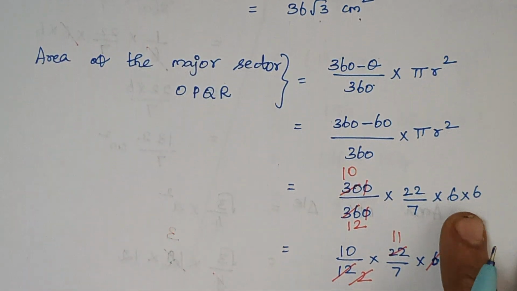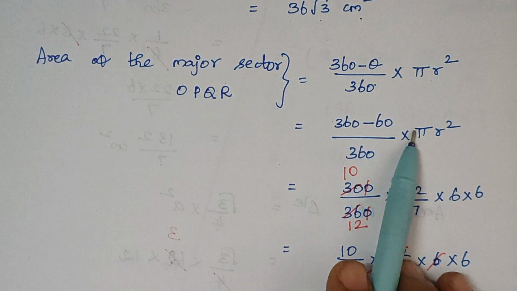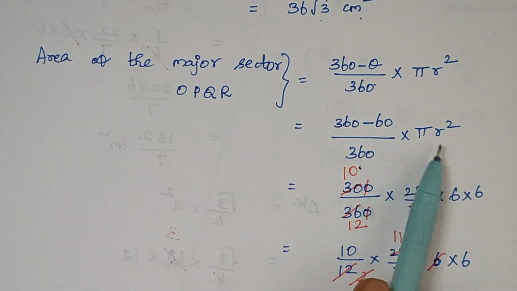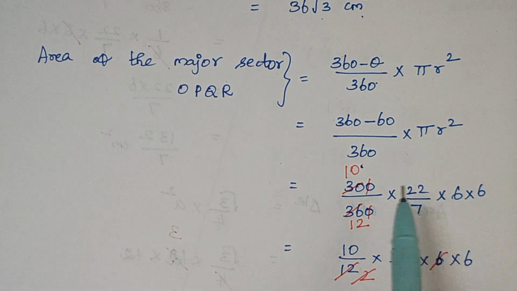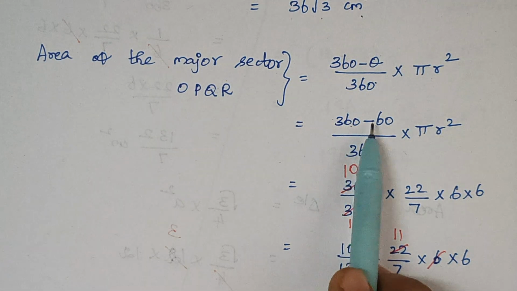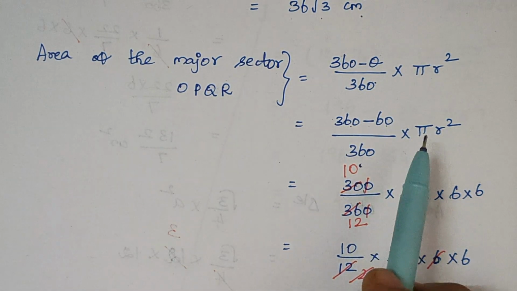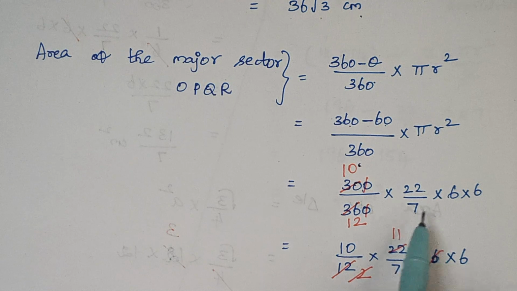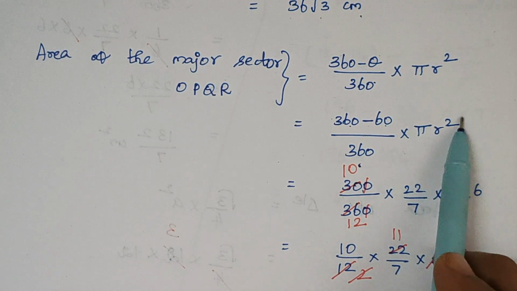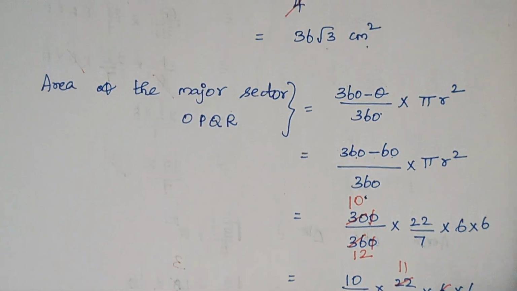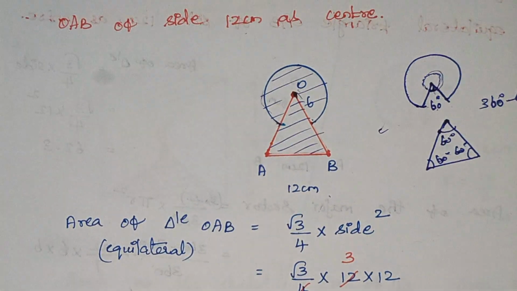So just substitute the value here. 360 minus 60 by 360 into pi r square. So again, 360 minus 60 is 300. The value of pi is 22 by 7. And what about the value of r? The value of r is 6. It is clearly given in the problem. Right.